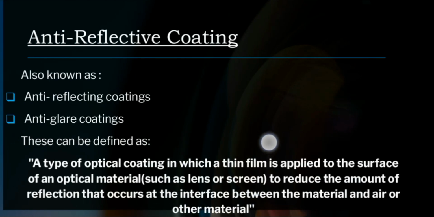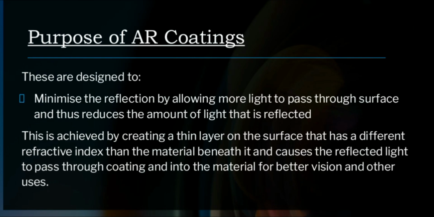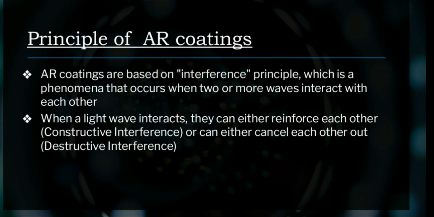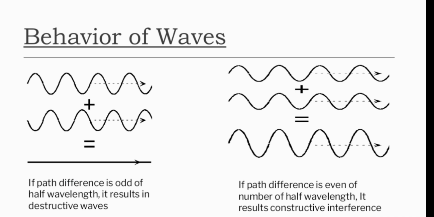So at any interface, light behavior occurs: the light has to refract, diffract, or reflect, right? The principle on which anti-reflective coatings are based is interference, which is a phenomenon that occurs when two or more waves interact with each other. As I have already told you, many rays of light come and strike the surface of the glass lens.